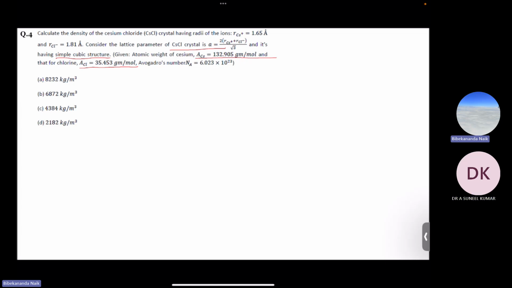Here small n is equal to the number of atoms per unit cell, which is 1, because it is given that it has a simple cubic structure. So we will take N equal to 1 for simple cubic, the number of atoms per unit cell is 1.